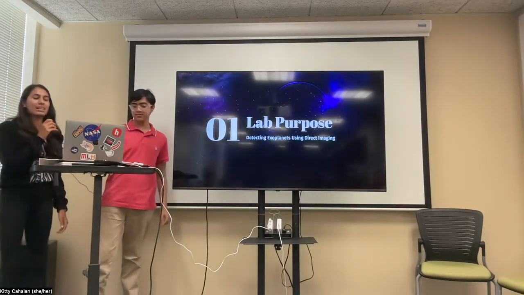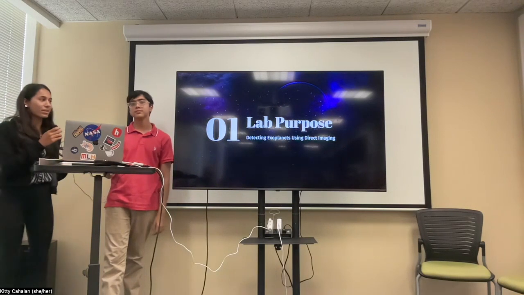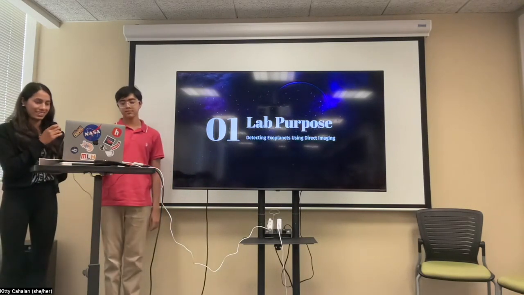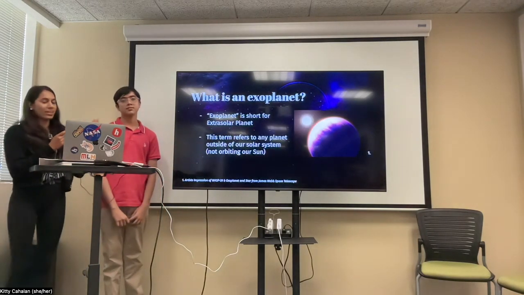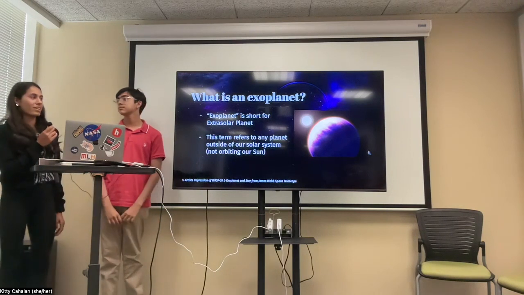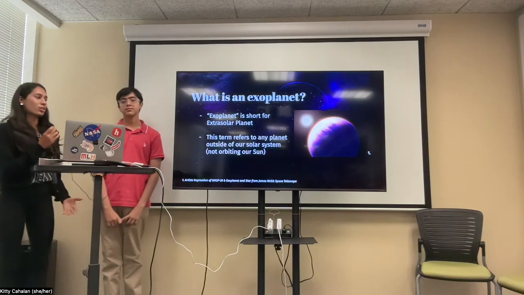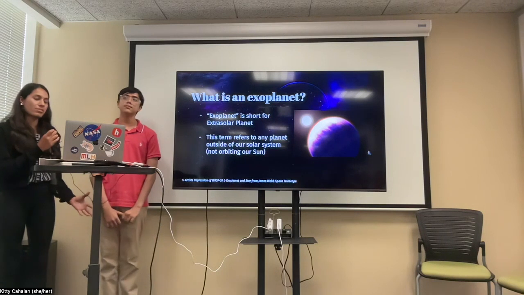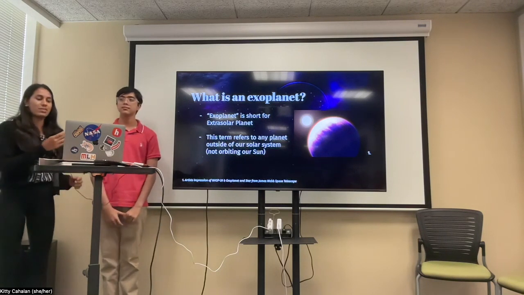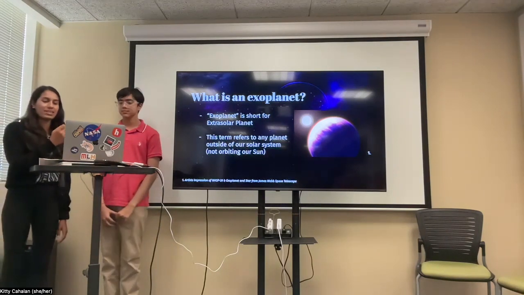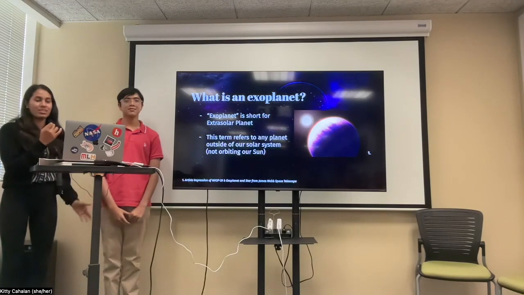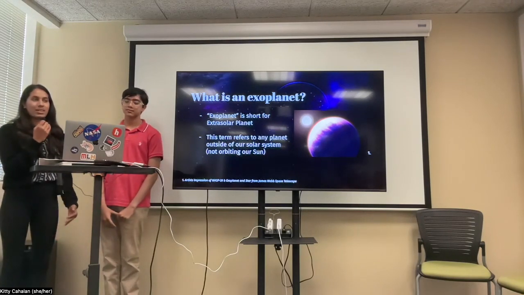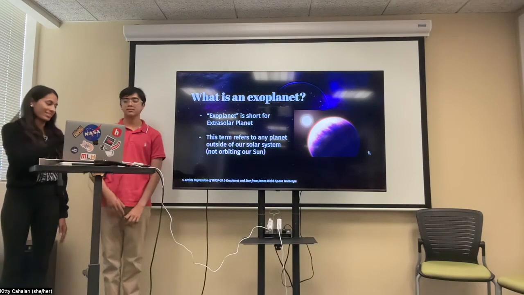Okay, so we're going to start out with the lab's purpose, which is detecting exoplanets using the direct imaging technique. To start out, what is an exoplanet? An exoplanet is short for extrasolar planet, and the term refers to any planet outside of our solar system or not orbiting our sun. As you can see with the image on the right, this is an artistic representation of an exoplanet, and in the foreground we see the planet, and in the background we see the star that it's orbiting.